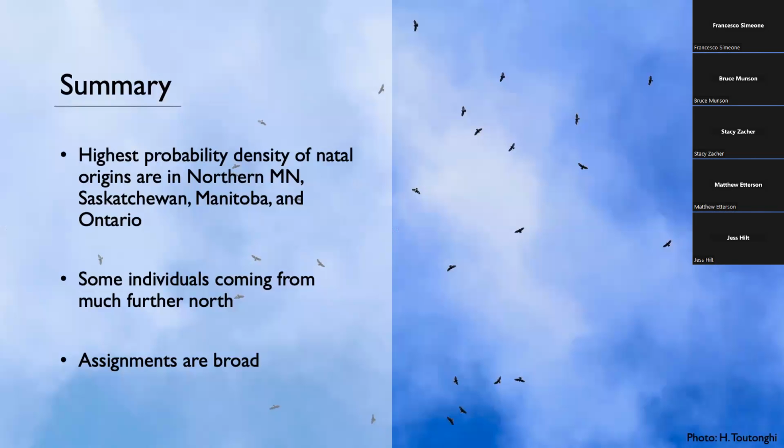So just to summarize that, we saw mainly the highest probability densities up into northern Minnesota and into Canada. However, some individuals are definitely coming from much further north than that. And we also see that assignments using hydrogen isotope analysis alone are quite broad, and we'll come back to that.